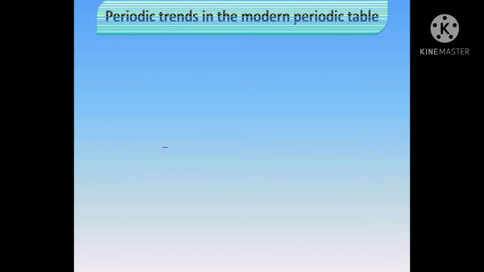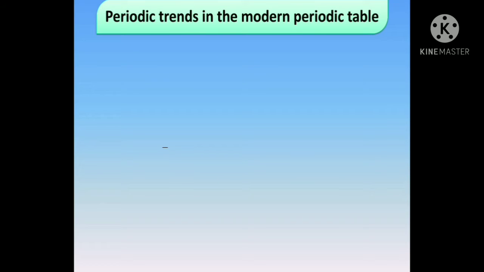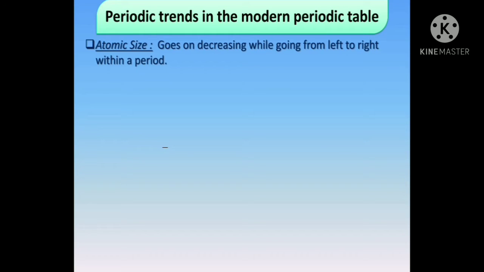Now, let us understand how this atomic radius changes in the group and period. Atomic size goes on decreasing while going from left to right within a period. Let us understand it with an example. Let us consider the second period. What are the elements in the second period? Let us revise them first.